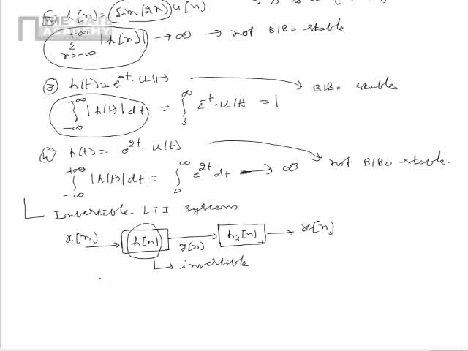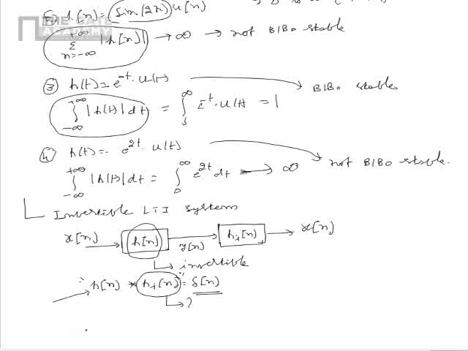That is, for the given LTI system to be invertible, h of n convolved with hi of n should be equal to delta of n. So, if given a discrete time LTI system of impulse response h of n, if there exists a hi of n such that h of n convolved with hi of n is equal to delta of n, we say that the given LTI system is invertible.